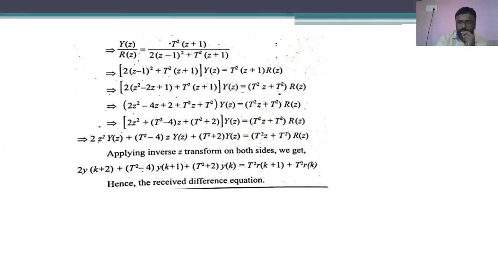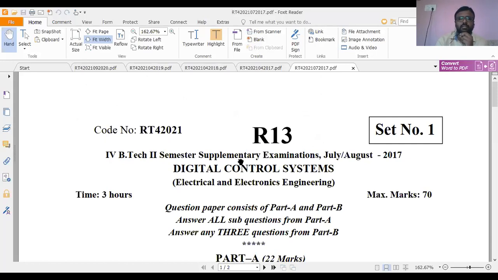Okay, so these are the different kinds of problems regarding the pulse transfer function. With this we have completed the second unit. Now we will see the previous university questions given regarding unit 2. Let me share the previous university question papers, and I am able to find only the R13 syllabus question papers. Yeah, so these are the previous university question papers.